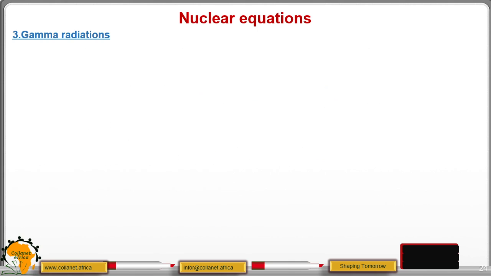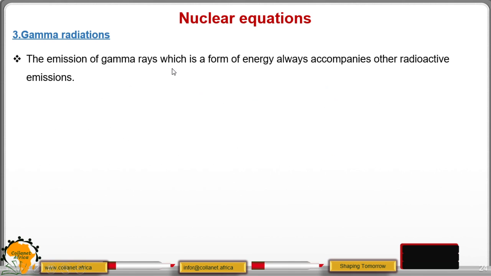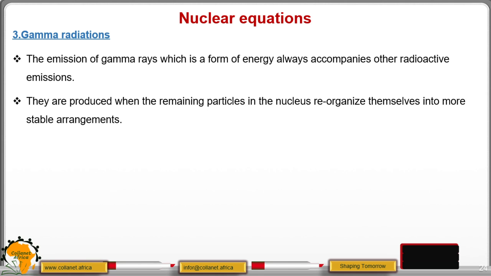From there, we move to gamma radiation. The emission of gamma rays, which is in the form of energy, always accompanies other radioactive emissions. Previously, we have seen that gamma rays cannot be emitted alone. These are rays, in other words, electromagnetic waves. They are not particles. They are produced because the remaining particles after the radioactive decay have to reorganize themselves in order to form more stable arrangements. And by so doing, there is an emission of energy, and that energy is in the form of gamma radiation.